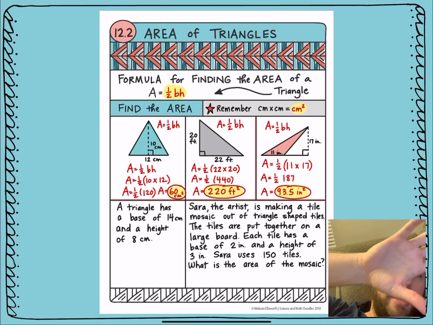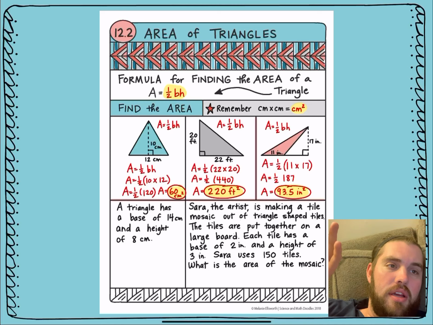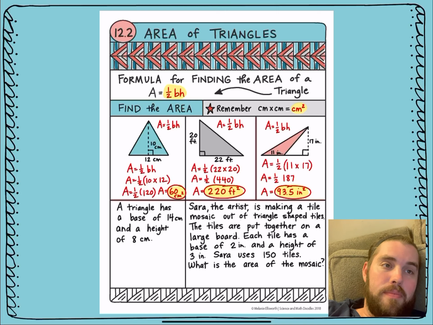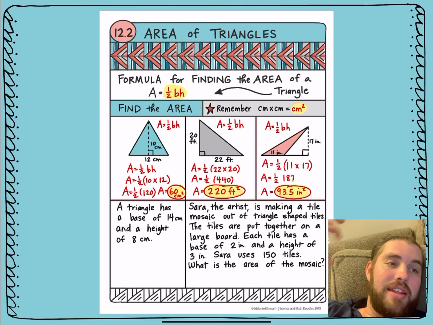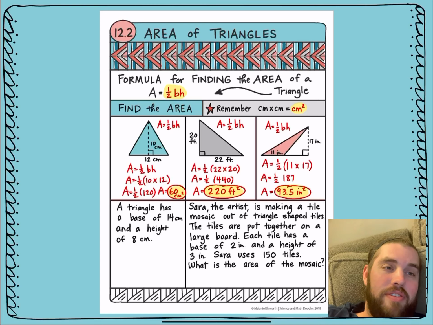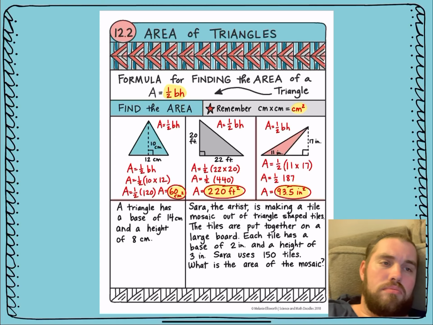Because if I find the area by taking 11 times 17, I'm finding the area as if it was a big rectangle or a parallelogram. But it's not, it's a triangle. So the area is going to be half of that. So I have to take that and divide by 2, and I get 93.5 inches squared. Okay, so let's look at the next one.